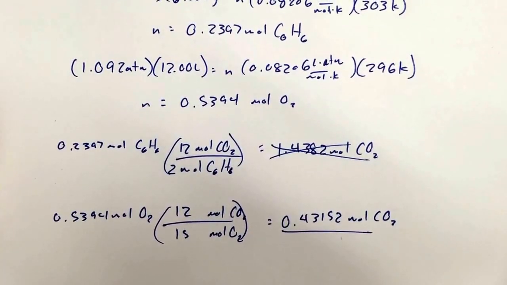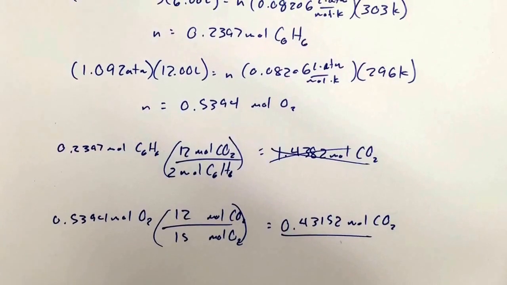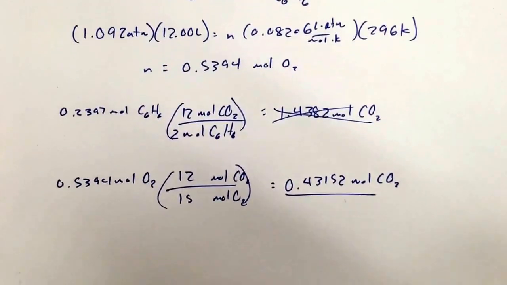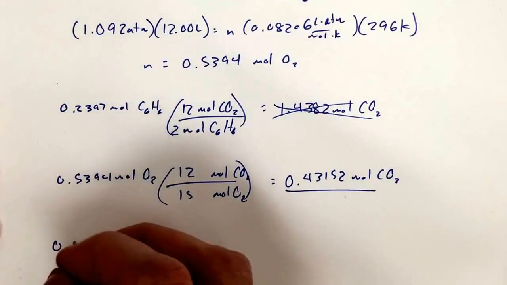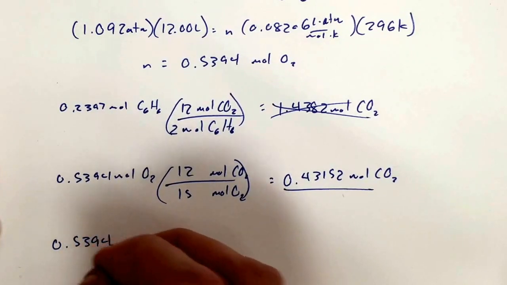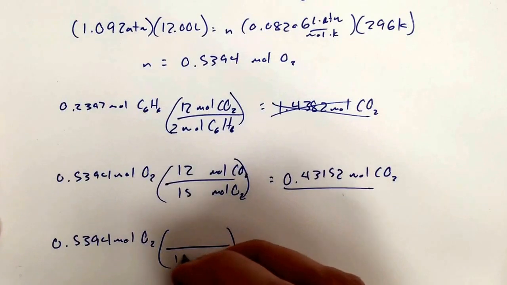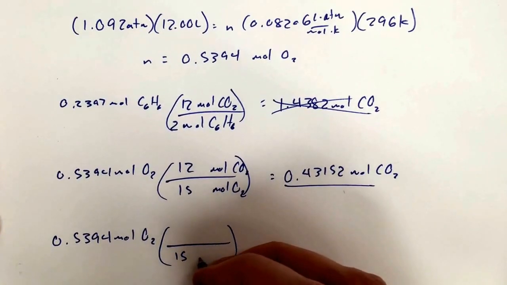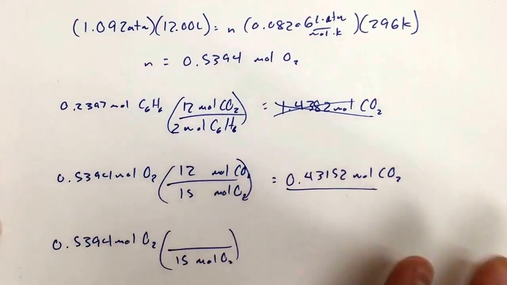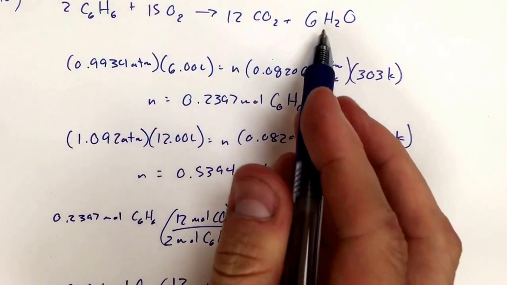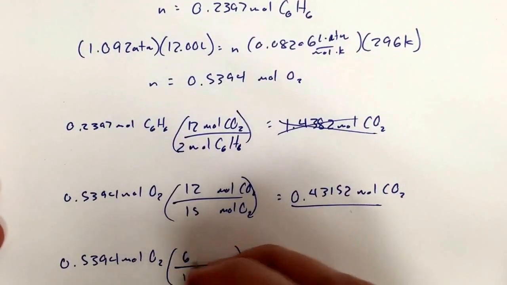So the next thing I should do is figure out how many moles of each of the products I made. So I should now take the same moles of oxygen, because it's the limiting reagent, two different words for the same thing, and convert it to moles of the other product, which is water. So 15 moles of oxygen goes into making 6 moles of water.